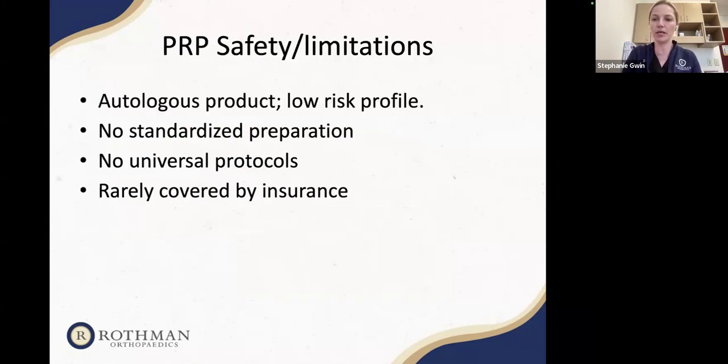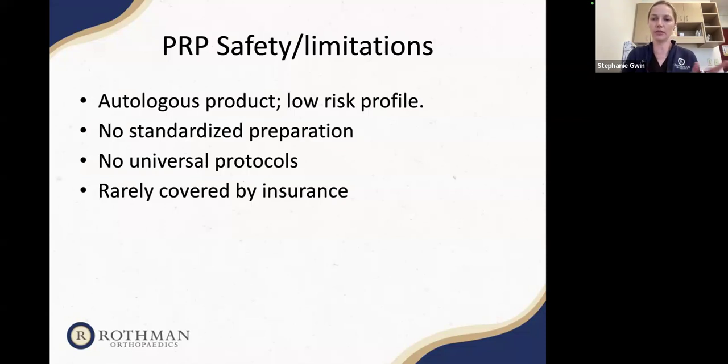Safety and limitations for PRP. Generally, the same as any injection. Anytime we go into the skin, there's risk of bleeding, bruising, infection. The main benefit of PRP, it is your own blood and your own good stuff. So we don't have to worry as much about allergic reactions or things like that.